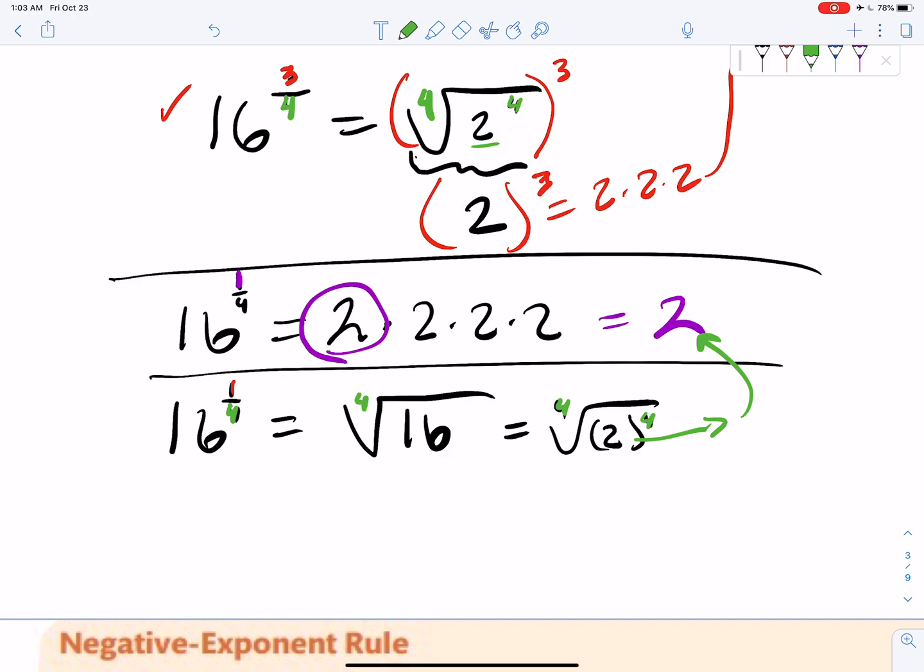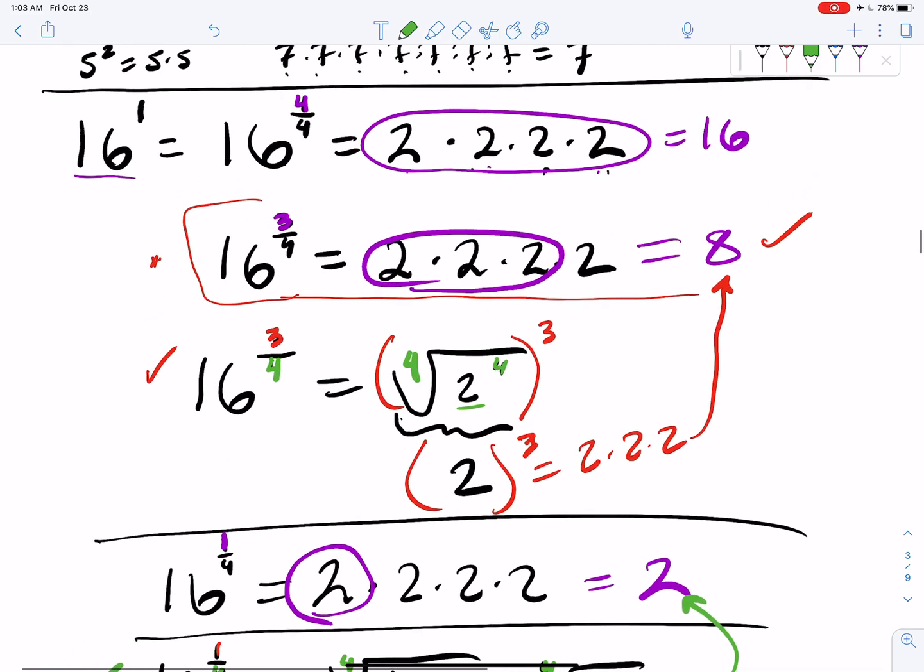Okay, so we need to get to this level so we can just use the rational exponent rule to write it as a radical and vice versa. So with that, let's go ahead and do some of these problems.